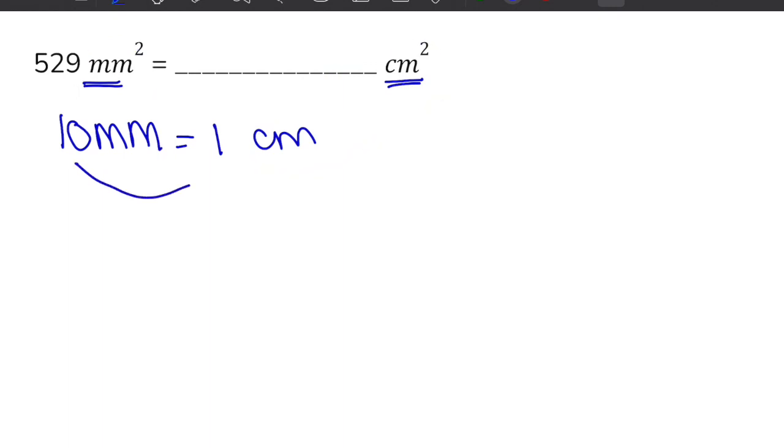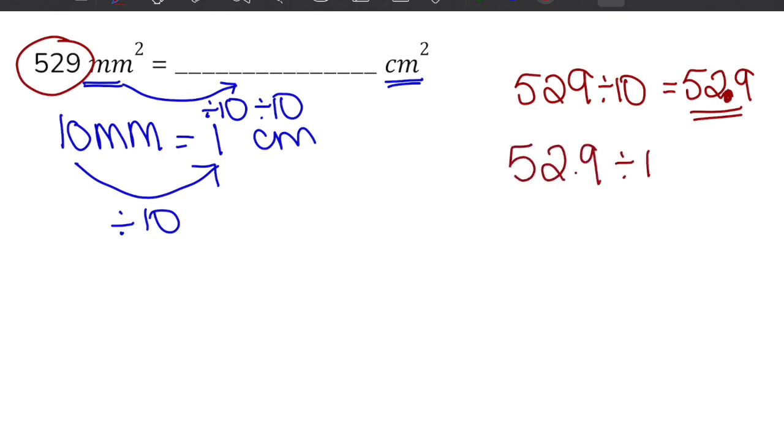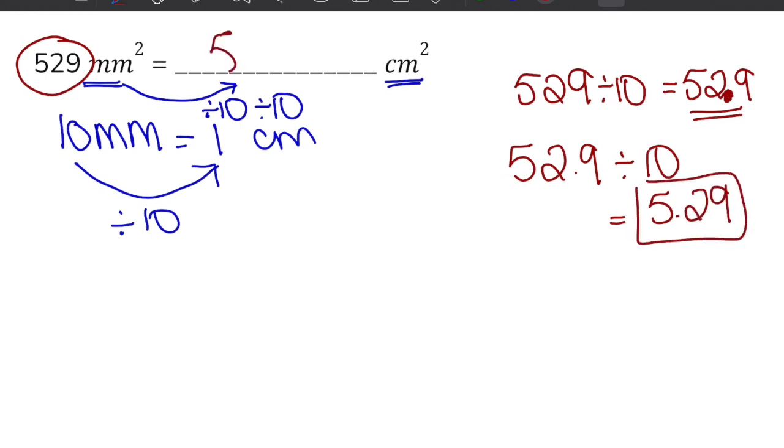All right, so how do I get from 10 to 1? Well, the number is getting smaller, so I know I have to divide. So I'm dividing by 10 because I know that 10 divided by 10 is equal to 1. I'm going to do the same thing here, but instead of dividing by 10 once, I divide by 10 twice. Okay, so let me do my work in the corner. 529 divided by 10, you can use your calculator. That gives me 52.9. Take that answer and divide by 10 again. That will give you 5.29. That's our answer. 5.29 centimeters squared. Done.